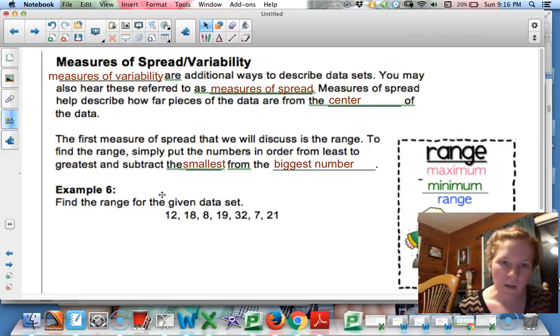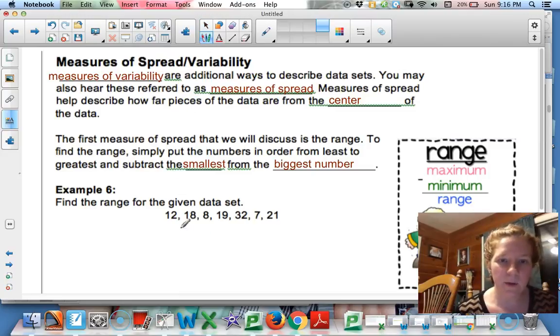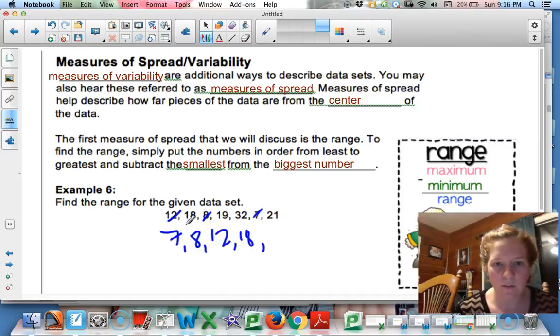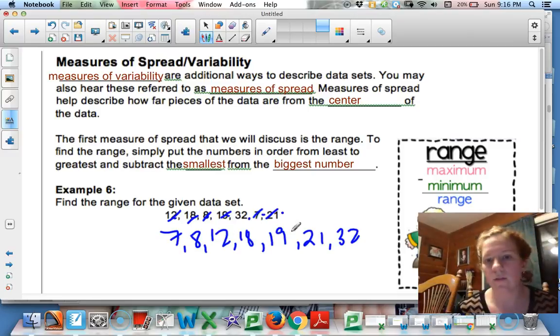So first thing we're going to do is put this in order. My smallest number is 7, and then 8, and then 12. I know this is really boring to watch me do. I'm trying to be fast. 19 and 21 and 32. I've got 1, 2, 3, 4, 5, 6, 7 pieces of data. So I've got it all there.